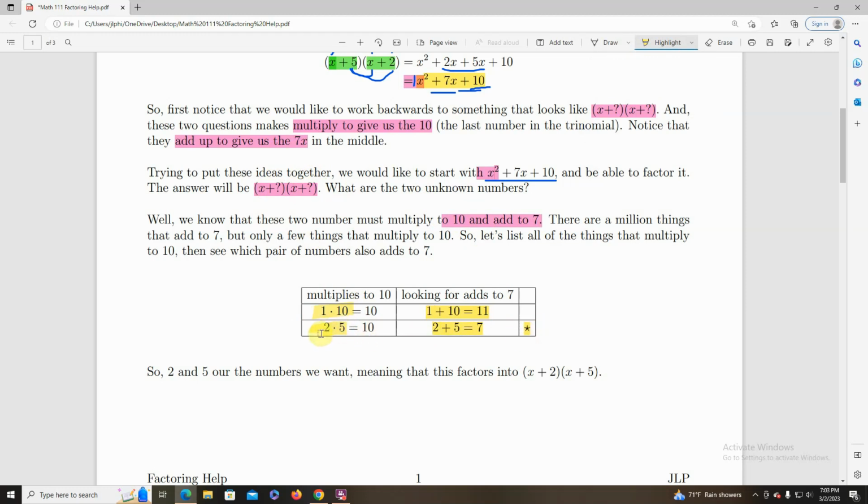These two numbers must be positive 2 and positive 5, or plus 2 and plus 5. So we now see that x squared plus 7x plus 10 factors into x plus 2 and x plus 5. Could you check it? Yeah, all you have to do is FOIL or multiply this back out, and it should in fact give you what we started with. If it does not, you either made a mistake in your check or you made a mistake in factoring. So you can always check your factors to see if they multiply back out to what the original problem was.